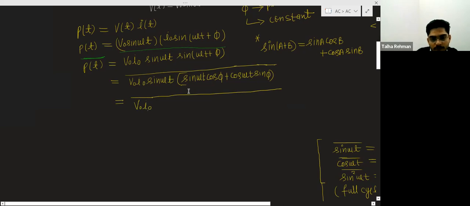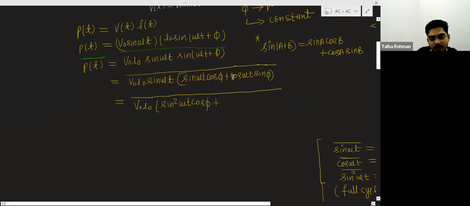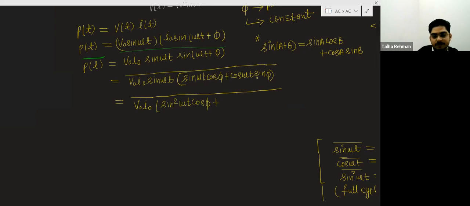Now what we will do, we will multiply this sine omega t with this whole bracket. So when you multiply this sine omega t, it will become sine square omega t cos phi, plus what you will get here, sine omega t cos omega t sine phi.